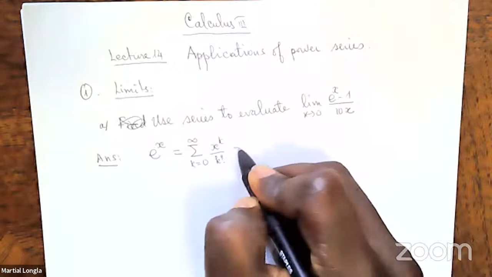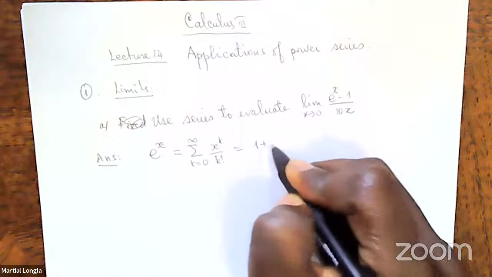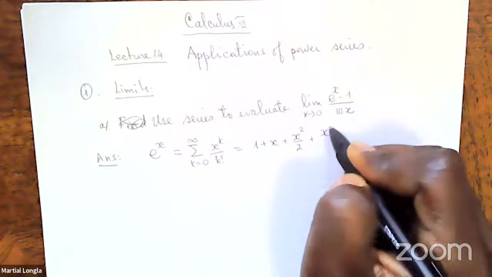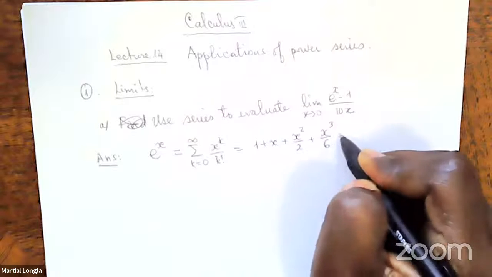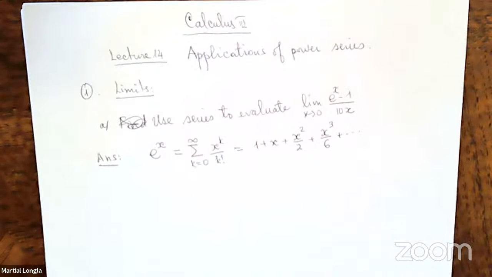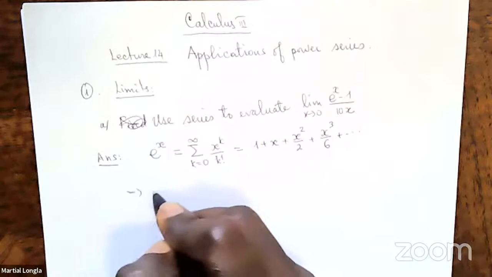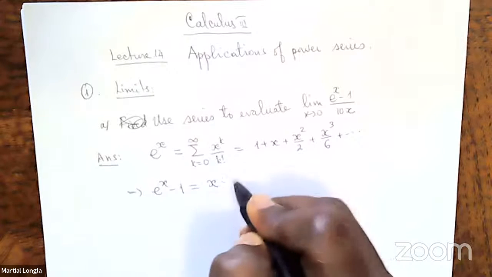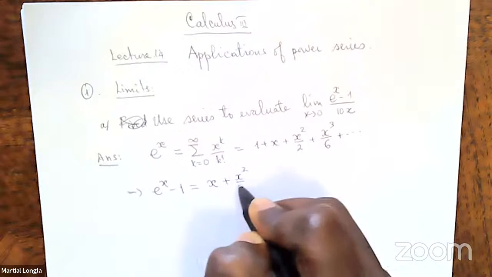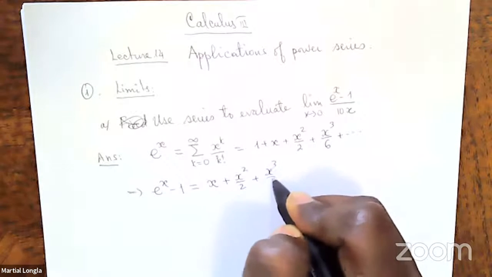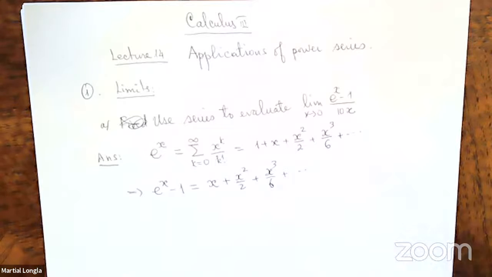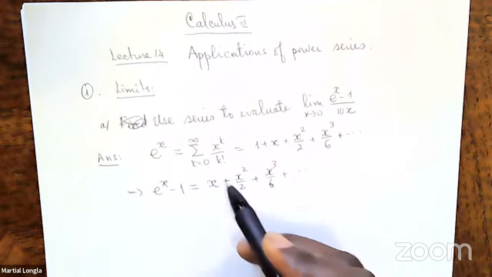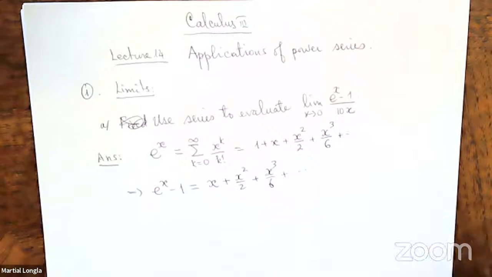And so this can be written as 1 plus x plus x squared over 2 plus x cubed over 6 plus and so on. Which means that e to the x minus 1 is x plus x squared over 2 plus x cubed over 6, and so on. Technically, you don't need to write all these terms. You just need to write enough terms to be able to simplify when you plug them in there.